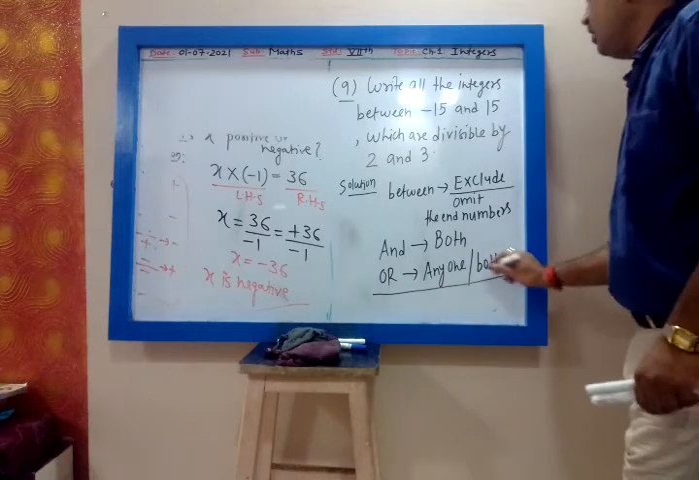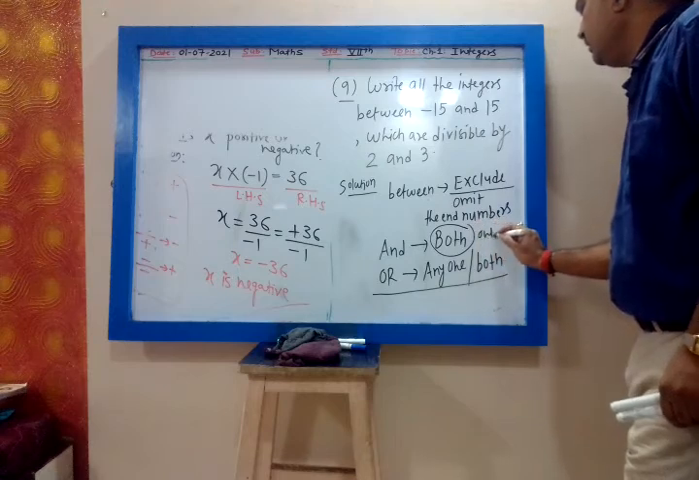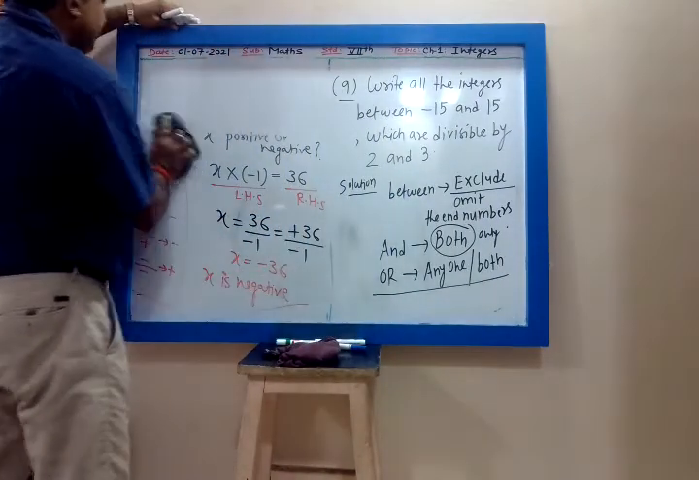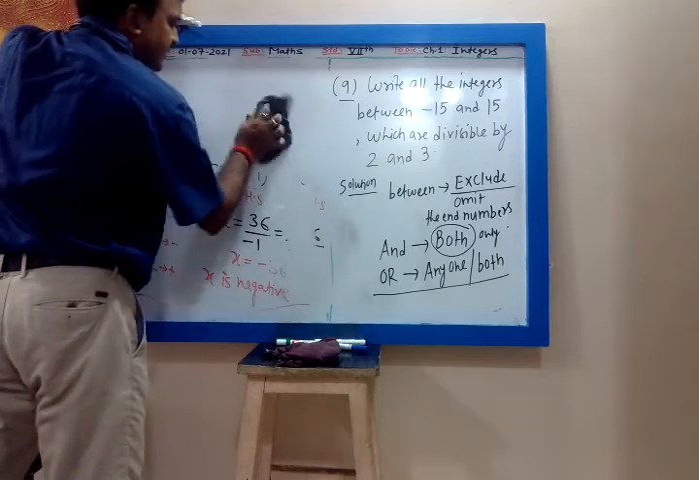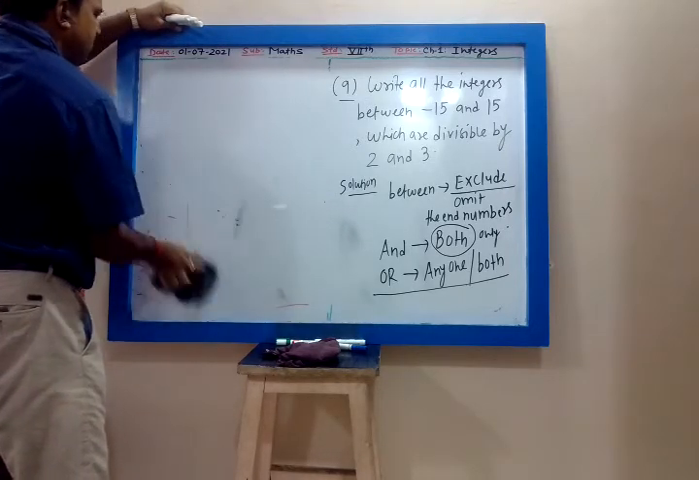Or means anyone or both. But and means both. And means both only. Is it clear? So these are the wordings you have to remember. Between means you have to exclude the end numbers.